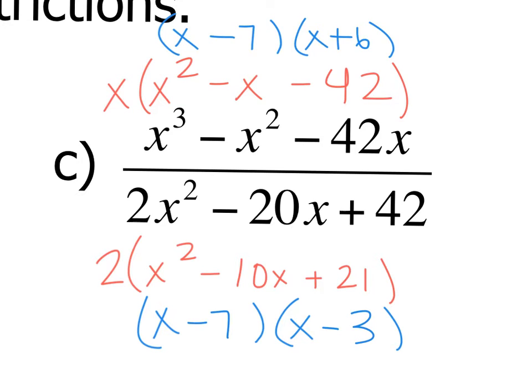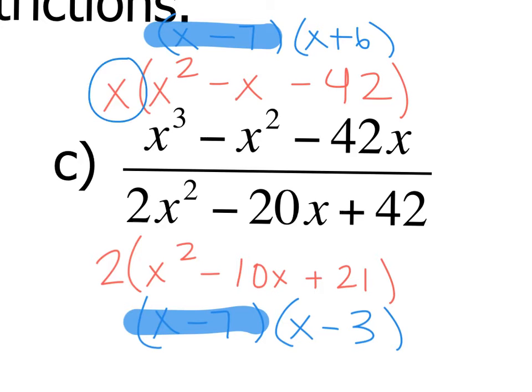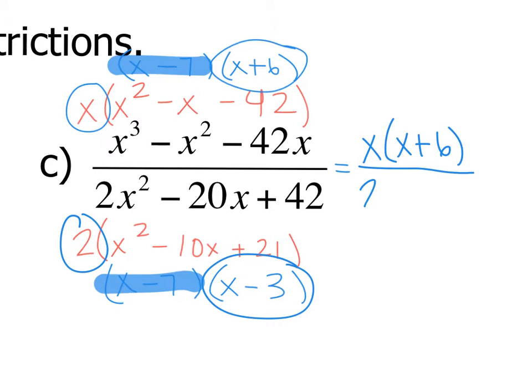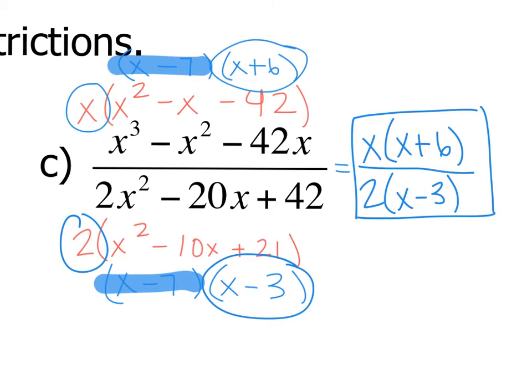And what you see, again, just like in previous problems, is you have common factors on the top and the bottom that do cancel out. And so what I'm left with is what's left over here. I do have an x here, and then I do have this. So what this looks like, let me zoom out here. On the top I have x and then x plus 6. And on the bottom, I have this 2 and the x minus 3. And that now is completely simplified. So that's simplifying rational expressions.